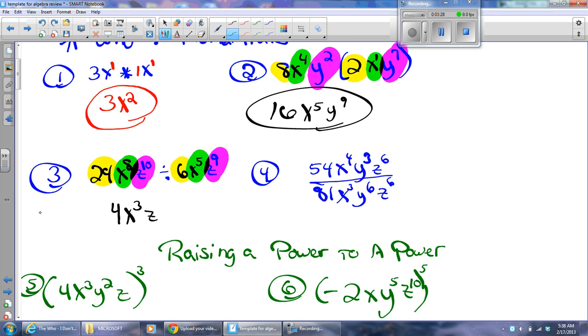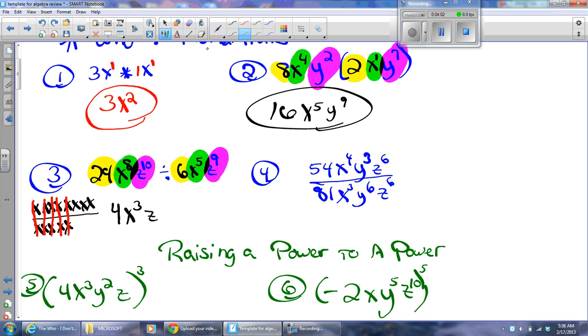If I went too fast, well, here's the x to the 8th divided by x to the 5th. And then remember, these x's cancel. And look, there's x times x times x, which is x to the 3rd. I'm not going to do it for the z's. I'll leave that for you.